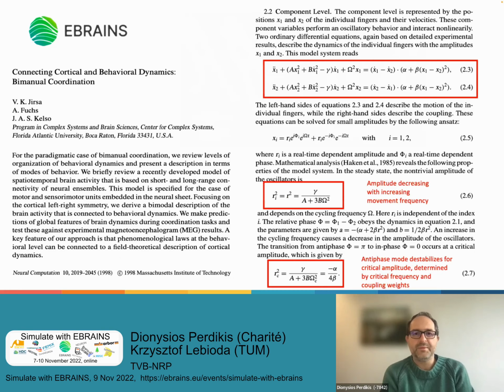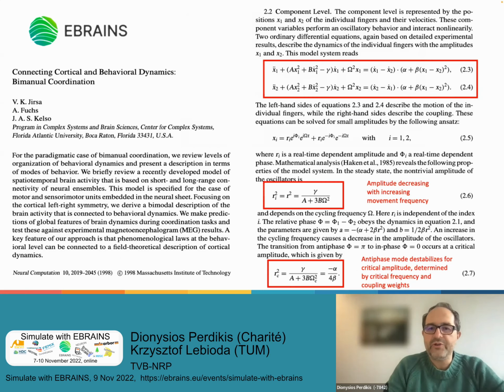So in order to implement this, we use the equations from a later publication by Yirza, Fuchs, and Kelso, where the brain was also involved in a brain and behavioral system. We use the equations you see here on the first panel. Its equation is a two-dimensional oscillator, and there are couplings between them through the parameters alpha and beta.